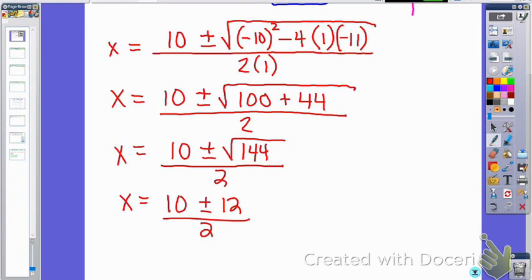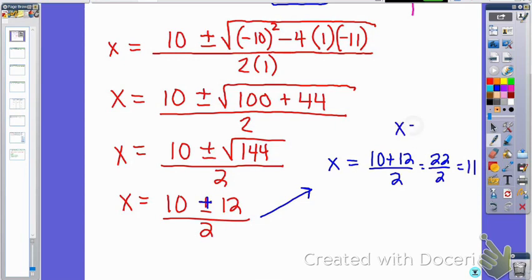So here's where you can break this off. One gets the plus, one gets the minus. So let's do the first one with the plus sign. 10 plus 12 divided by 2. So that's going to be 22 divided by 2. So one answer is x equals 11.